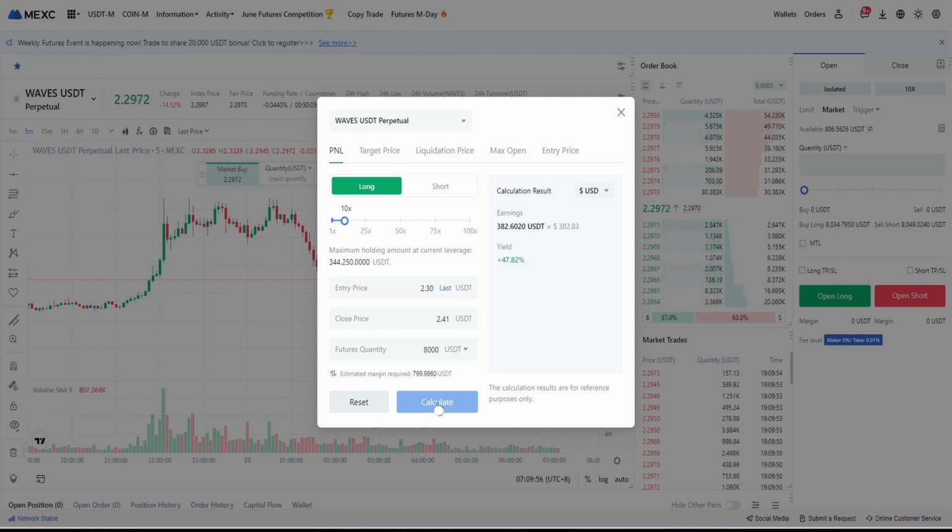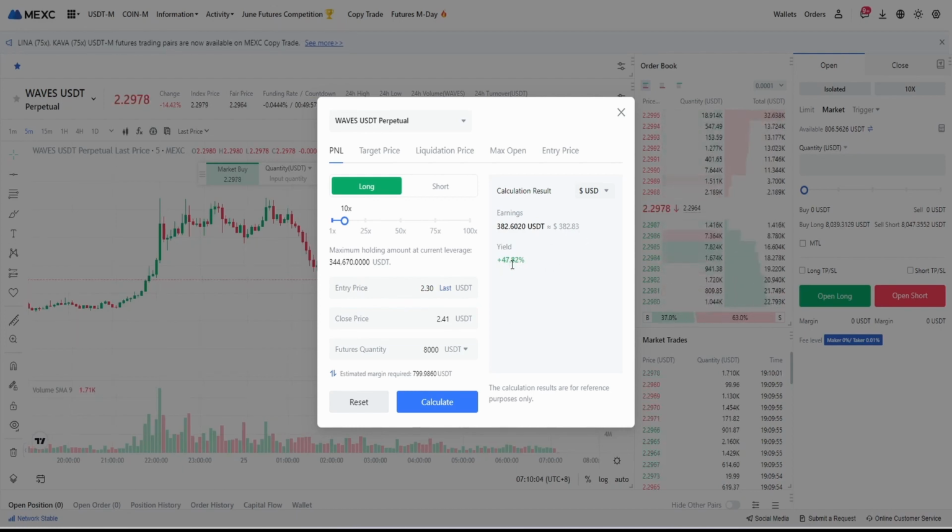Now I hit calculate, and you can see if the price were to reach my target, I would have $382 in profits, which is essentially a 47% profit. Now, obviously this is just a demo, a random scenario, but you could play around with this based on the trading setups that you've identified.